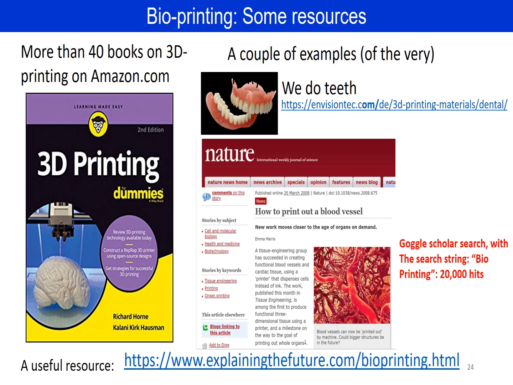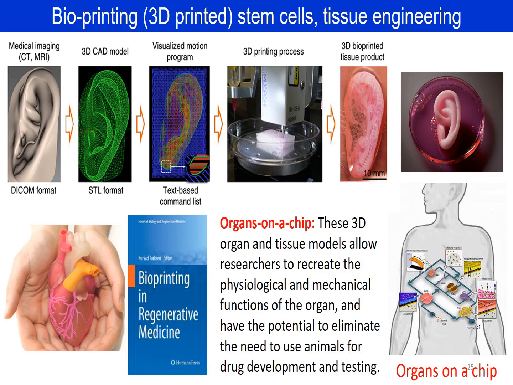Bioprinting via 3D printing received significant attention, for example, using stem cells or tissue engineering. I'm not going to go through this in any detail, but the end result is you can print an ear, for example, in this case showing that you can print a heart, or you can print an organ on a chip. So these tissue models allow researchers to recreate physiological and mechanical functions of the organ, and that would be a way to avoid animal testing for drug development and other testing. There are books as well on bioprinting and regenerative medicine.